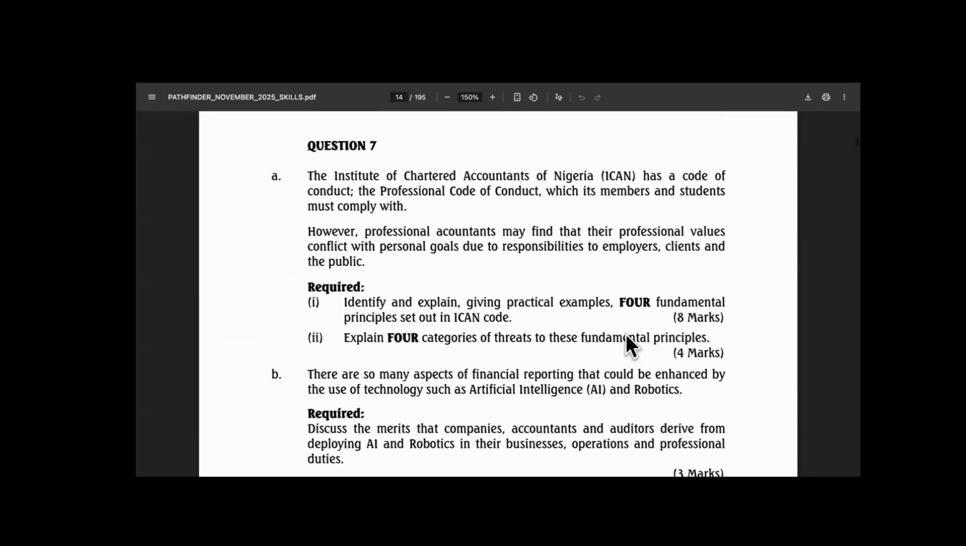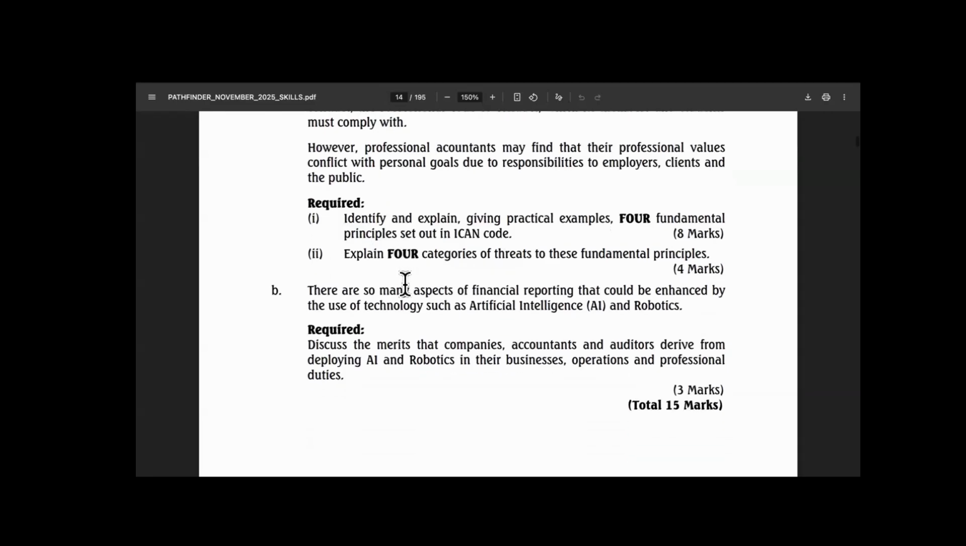Then if you look at question 7, which is section C, they said identify and explain, giving practical examples, 4 fundamental principles set out in the ICAN code. I taught you ethics in reporting, so I taught you fundamental principles here. And they said, explain 4 categories of threats. We already discussed threats to fundamental principles. So, in fact, this one is even better.